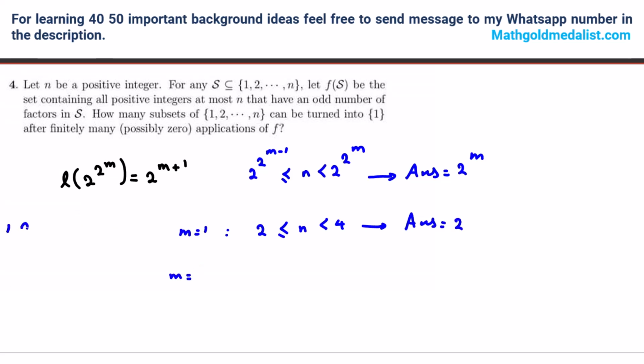Because for 1, 2, 3, we know it is this one first, then it is this one, then it is this one again, right? For example, for m is 2, n is at least what? For m is 2, n is at least 4 and less than or equal to 16. Answer is what here? Answer is 4.